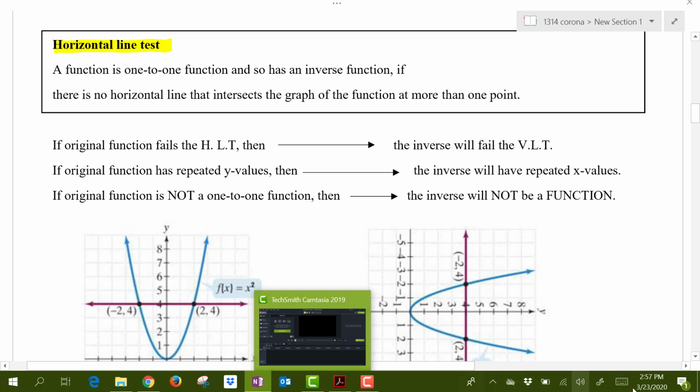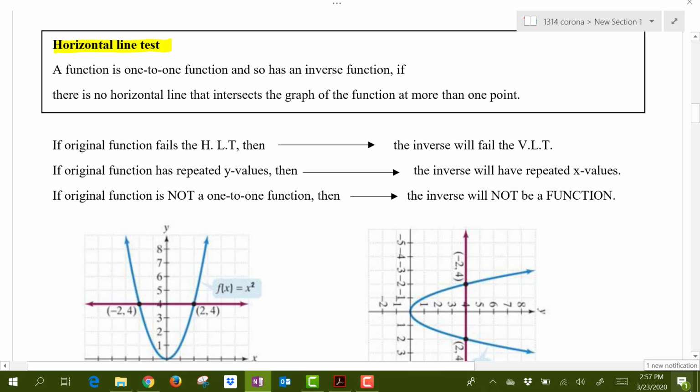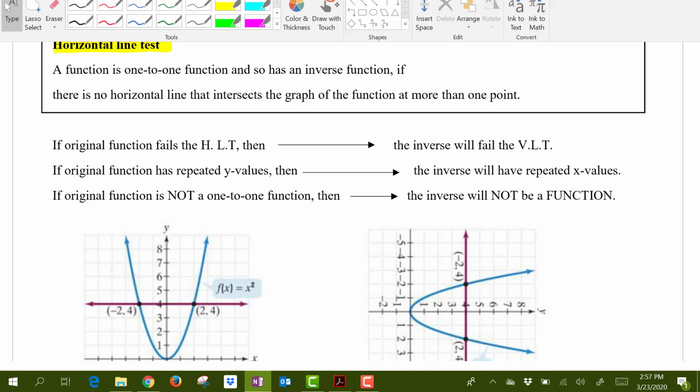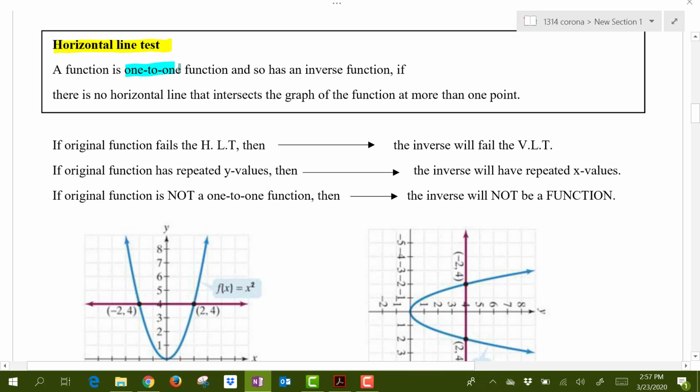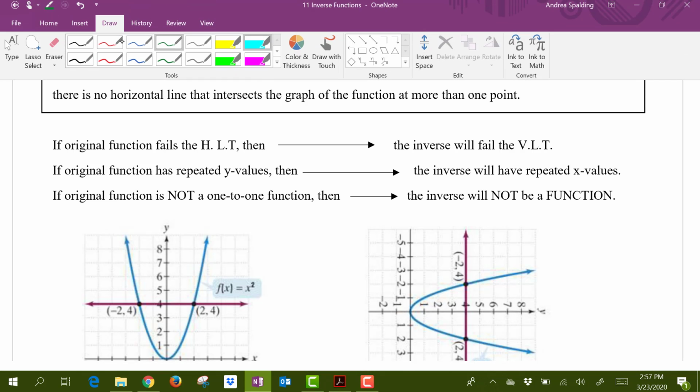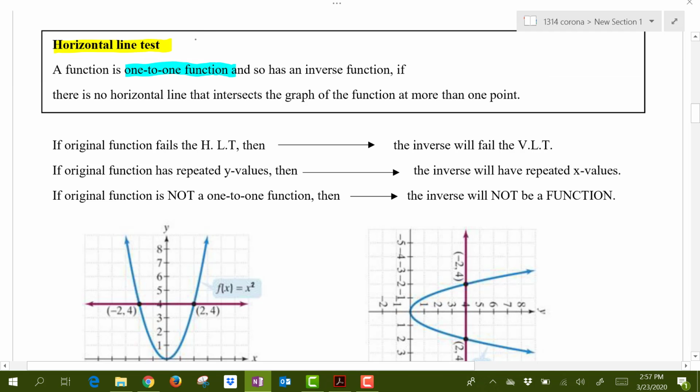The horizontal line test tells us if the function we see is one-to-one. So the horizontal line test is testing for one-to-oneness. In other words, the horizontal line test will tell us, do we have any repeated y values? So we're going to call this a repeated y value detector.